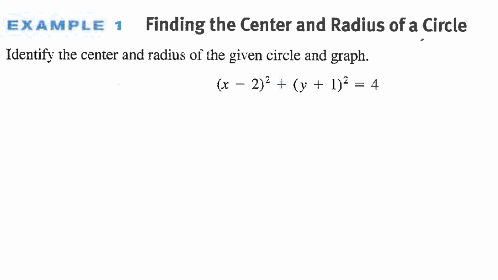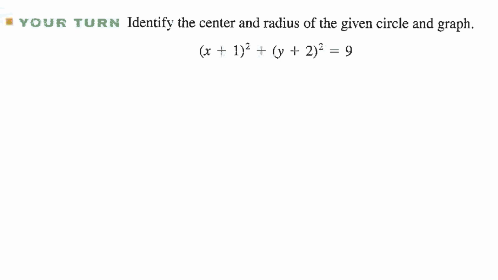All right, so let's find the center and the radius of the given circle. So here's the center, 2 and negative 1. Just that quick, you can do it by looking at the formula. And your radius is not 4, but the square root of 4, which is 2. You might say the square root of 4 is plus or minus 2 because we're putting the square root there, but you cannot have a negative radius. So we will say the radius is just positive 2. All right, your turn. Give it a shot.